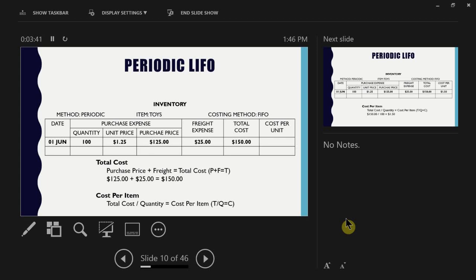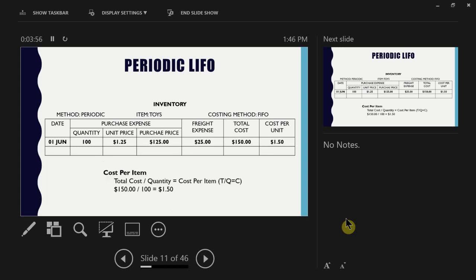Then once we get to this total cost, we have to now solve for the cost per item, which in this case is going to be my total cost divided by my quantity to get me $1.50, okay?